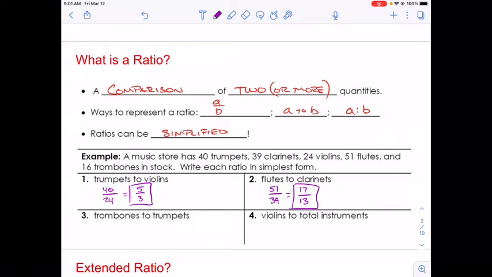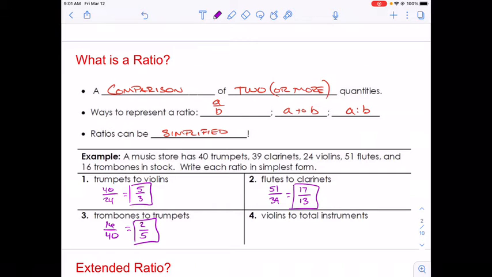All right, so let's see how you did. There are 16 trombones and there are 40 trumpets. So we looked for a number that can simplify this. I know 8 goes into both, so 8 goes into 16 twice, and 8 goes into 40 five times. These cannot be reduced any further, so we get 2 over 5.